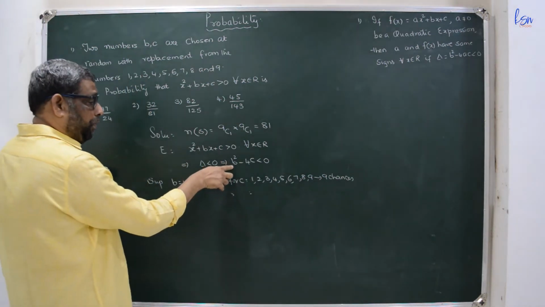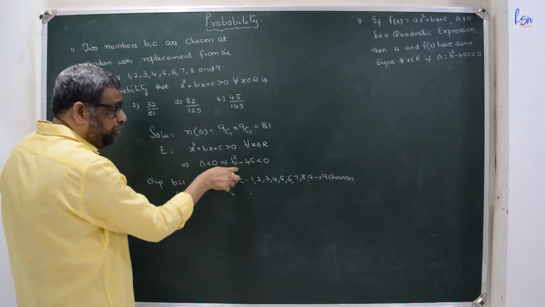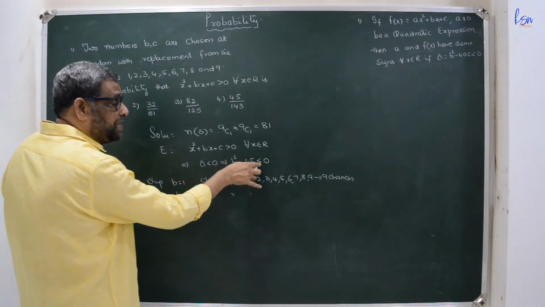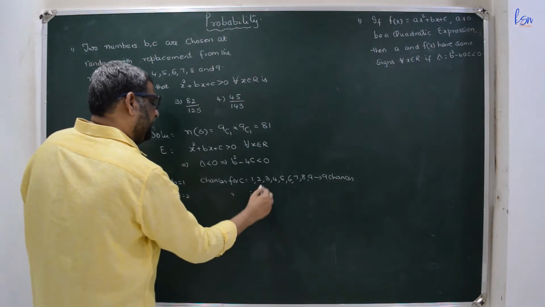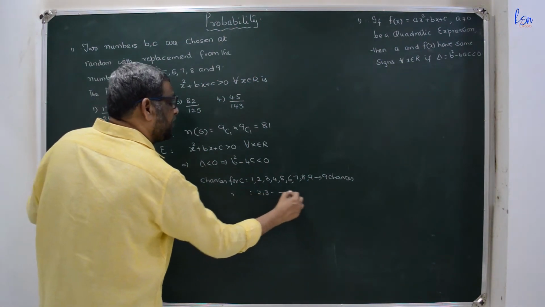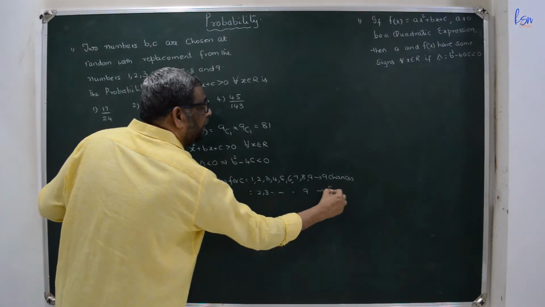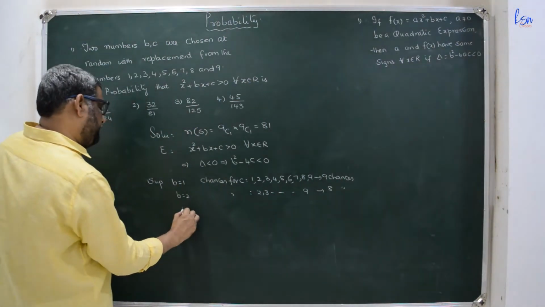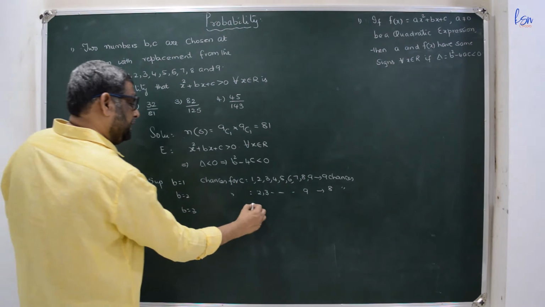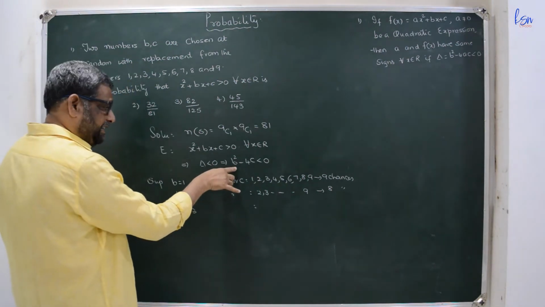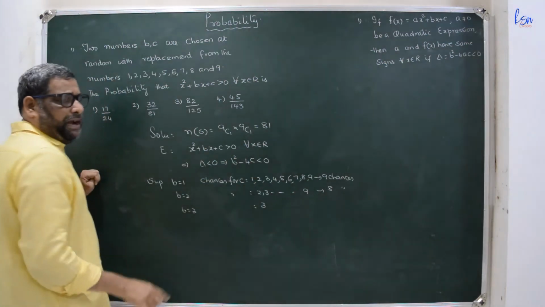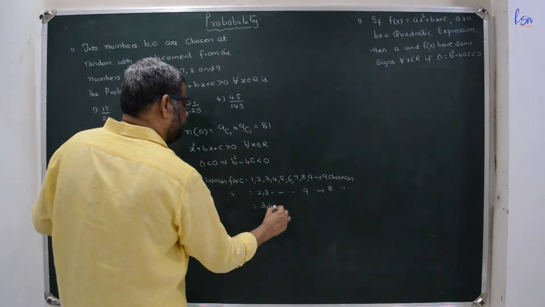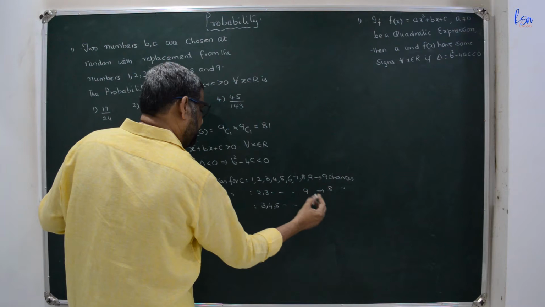B equal to 2 means this is 4. If you take c as 1, 4 minus 4 will become 0. Here there is no equality, so C should not be 1. So for C, it is 2, 3 and so on, up to 9. So 8 chances. For B equal to 3, C can be: this is 9. If C is 3, it is 12, and 9 minus 12 is minus 3. So 4, 5 and so on, up to 9.